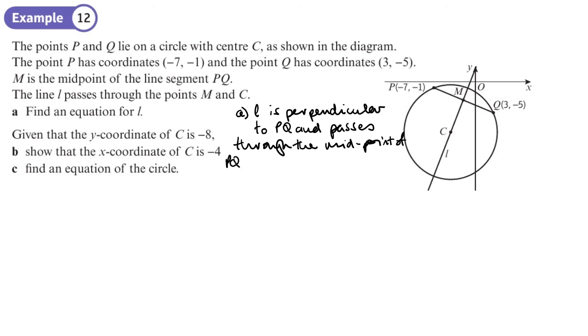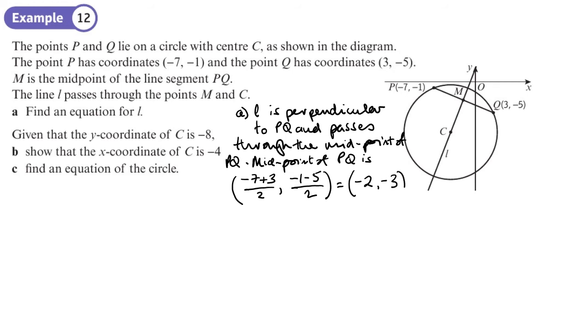So we need to find two things, the midpoint of PQ and the gradient of PQ. So the midpoint of PQ is going to be (-7 plus 3) over 2, and then (-1 minus 5) over 2. That leaves us with -2 and -3. Okay, so that's that midpoint M. Let me just put that on the diagram there: -2, -3.